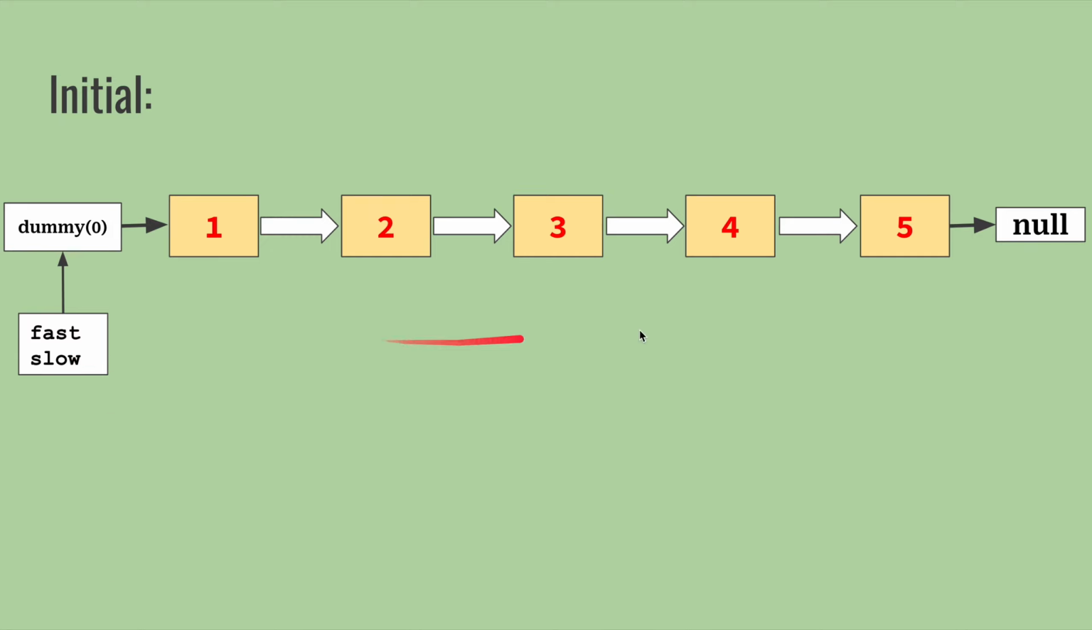Slow will come here, fast will go here. Slow will come here, fast will reach to here, right? Means first we will initialize these two pointers, fast and slow, at dummy, right? And why have we created the dummy? Because the dummy points to the head, and it will help you to handle the edge case, like deleting the head node if it is required, right?